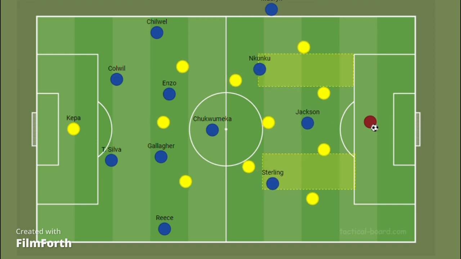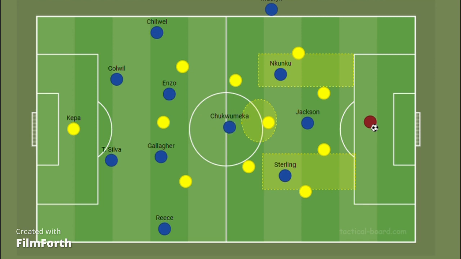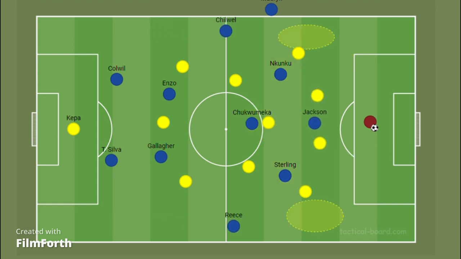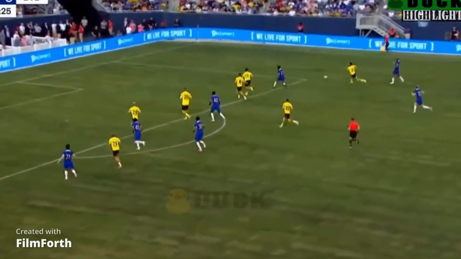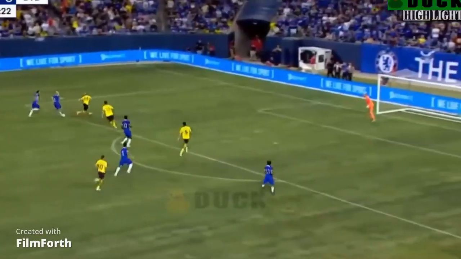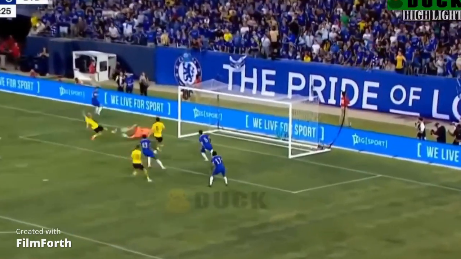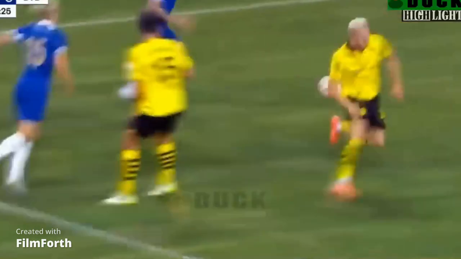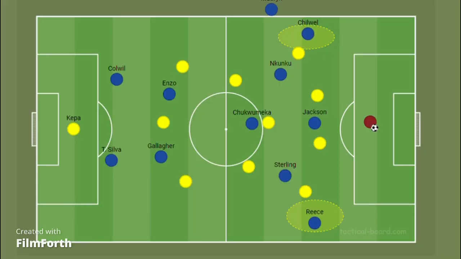This created spaces for Nkunku and Sterling to occupy the half spaces between the midfield and the defense line. Chukwuemeka pushing forward also made sure the Dortmund holding midfielder was tying him up, therefore the fullbacks playing quite narrow and enabling Chilwell and Reece James to advance forward and occupy these positions in the wide areas. As you can see from this clip, the position of Reece James and Chilwell is high and wide, playing as wingers since they are overlapping their wingers who are cutting inside. So therefore this created some tactical problems.